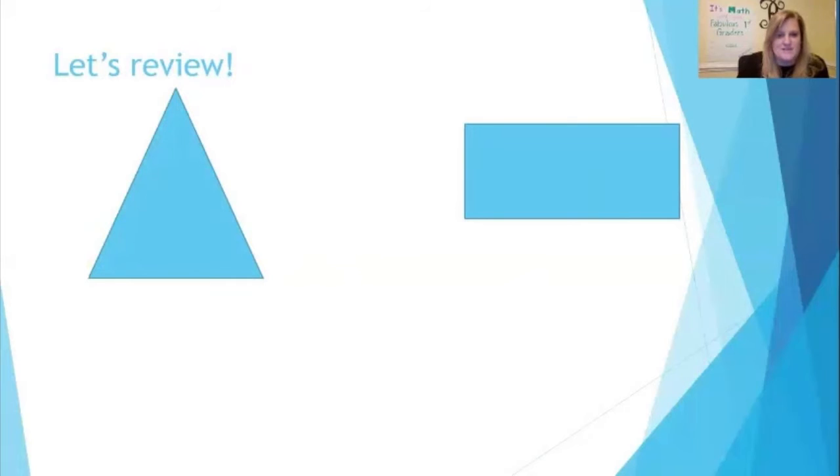Let's review. Look at these 2 shapes. Can you think of ways these 2 shapes are similar or alike? Yes, they both are closed shapes. They both have vertices. And they both have straight sides. Now I want you to think of how these 2 shapes are different. Now, if you have a piece of paper, you can write down how they're different. If you have someone at home that can talk to you, you can talk about how these 2 shapes are different.